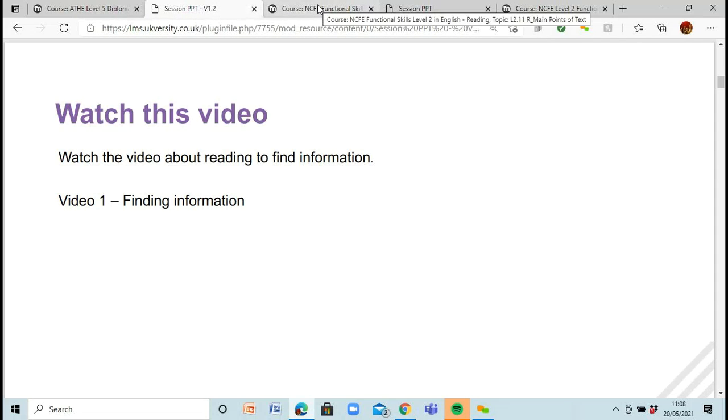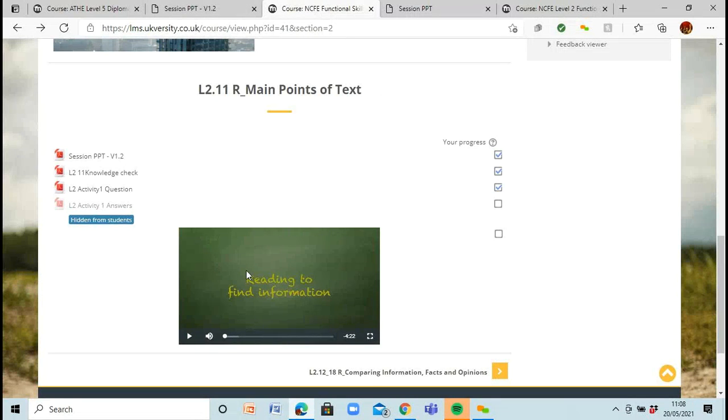So we're going to watch a video now. Whenever I play videos in sessions, some of you can have audio, some of you can't. If you don't have audio, don't be worried. When I send the recording through to you, you'll have clear audio on that also, and you can watch it independently. But fingers crossed, you should be able to hear. So this video is just about reading to find information. It's only a couple of minutes long.